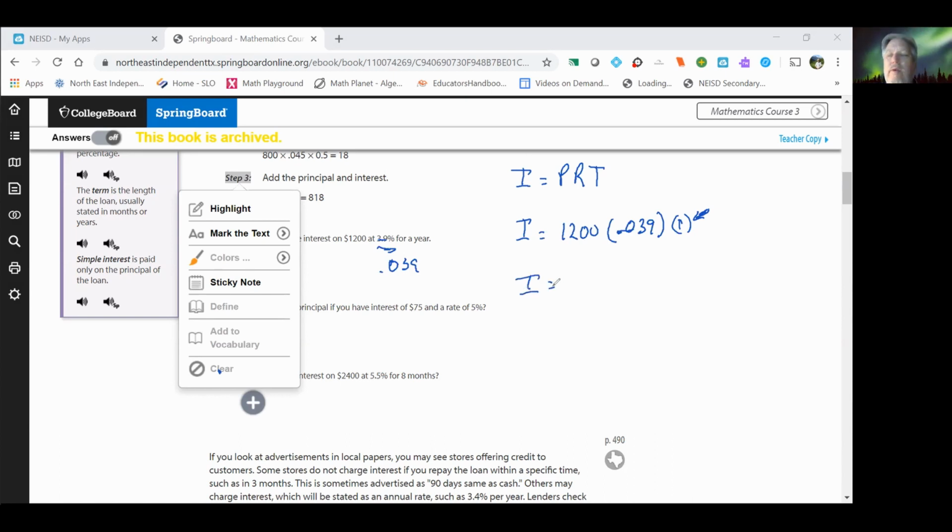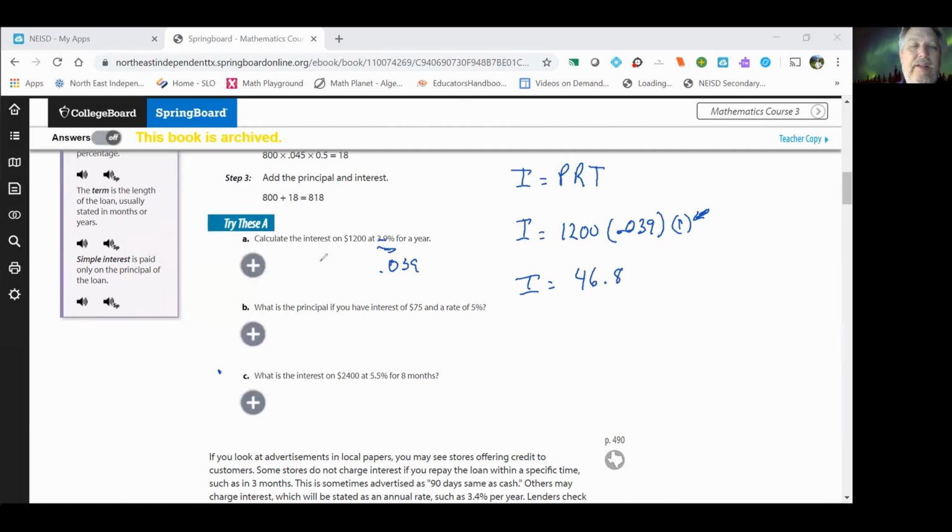So it's going to be 1,200 times 0.039. I'll go ahead and do that on mine. So it's 1,200 times 0.039, and that's going to be $46.80. $46.80 is the interest. It's just asking me to calculate the interest. So the answer, of course, is $46.80. All right, so let's go ahead and do the next one.